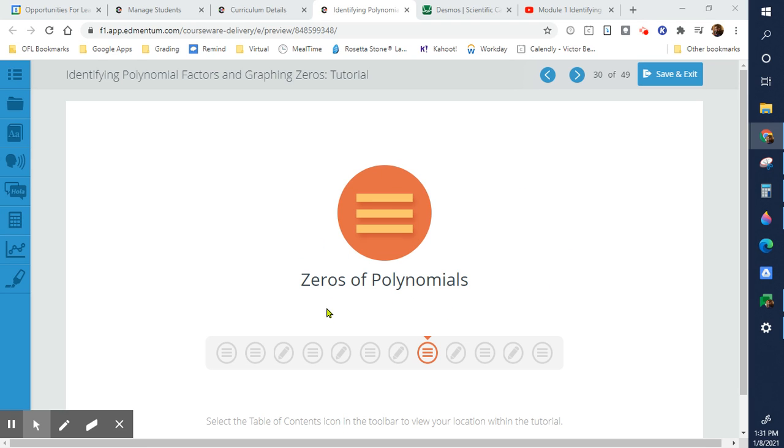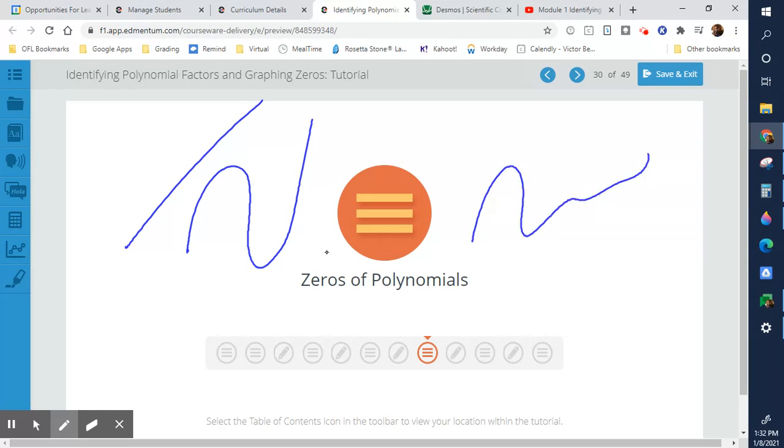So, time to deal with zeros of polynomials. A polynomial, we know, basically just makes curves. It can be a line, a parabola, or something with several curves. When we're talking about zeros, we're talking about where it crosses the x-axis.